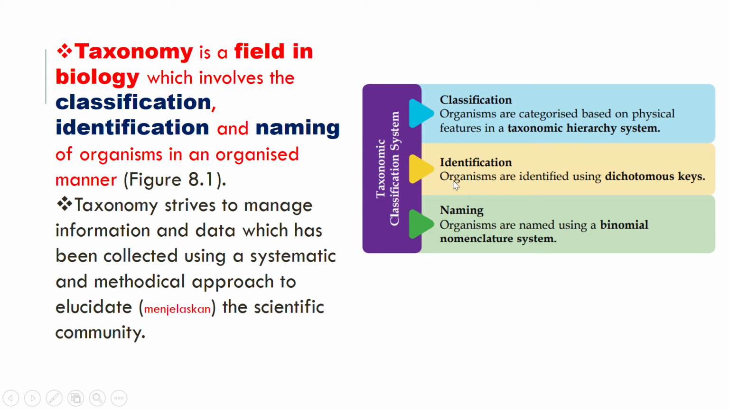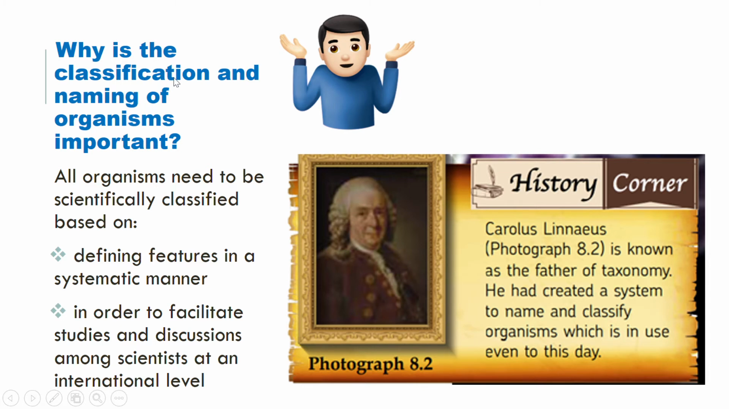Number 2, identification, and that is how organisms are identified using dichotomous keys. Not to worry about those terms. We will look into the terms as we proceed further in the chapter. And then naming. Organisms are named using the binomial nomenclature system. So why is classification and naming of organisms important? All organisms have to be scientifically classified, based on features in a systematic manner. Why is this important? It is to facilitate studies and also discussions among scientists at international level.